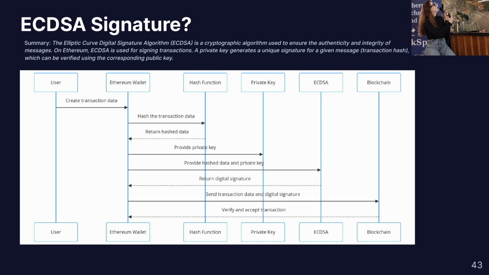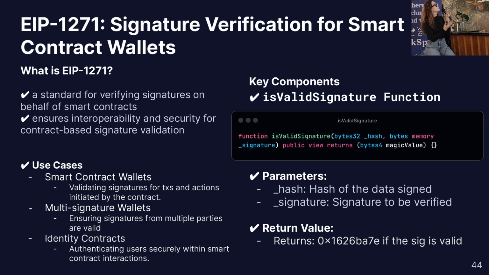We use EIP 1271, which is the verification format for smart accounts. It's a standard for verifying signatures on behalf of smart contracts, not users, not EOAs. It ensures interoperability and security between different apps. And the use cases are the same as I mentioned earlier: to validate signatures for transactions and actions initiated by the contract. This is the function.